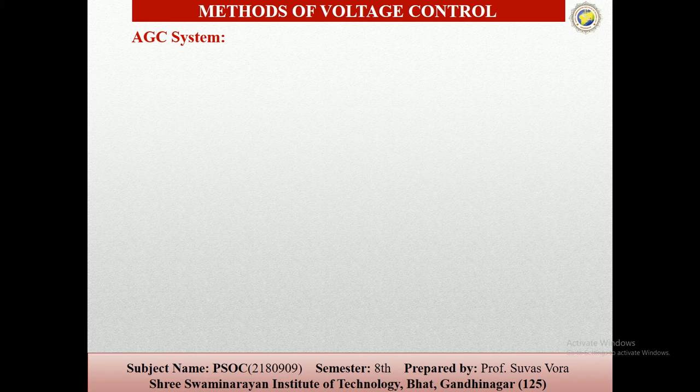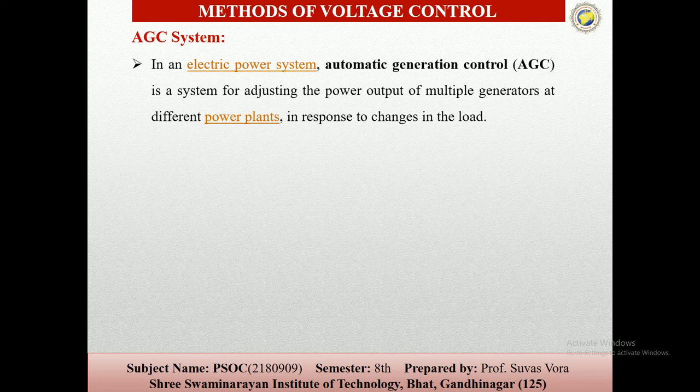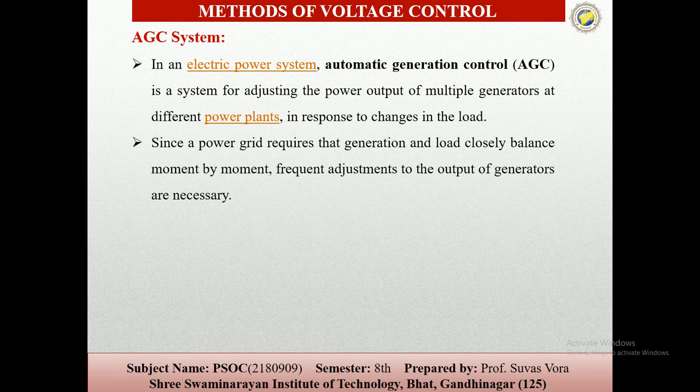Then after, we can see the AGC system, automatic generation control system. In an electrical power system, automatic generation control is the system for adjusting the power output of multiple generators at different power plants in response to changes in the load. So as we know, in our power system, according to the output we need, we control the motor. These all systems are called the AGC control system.